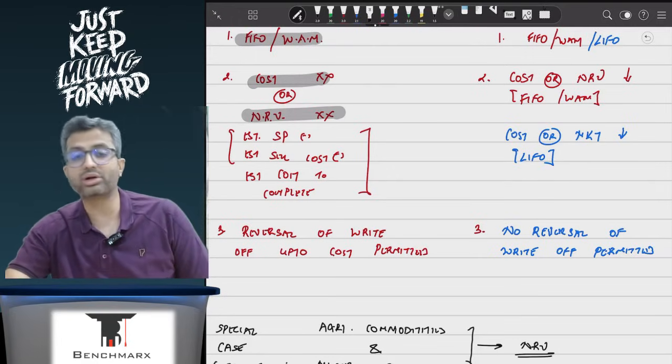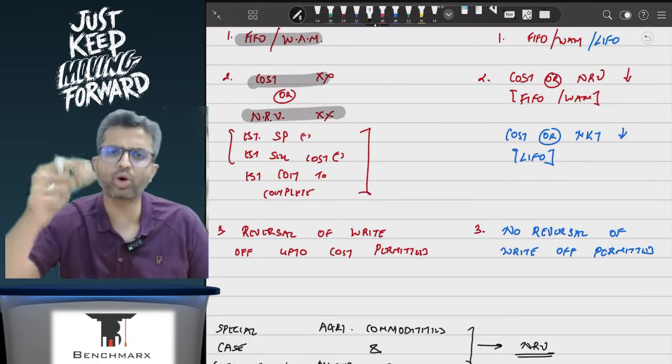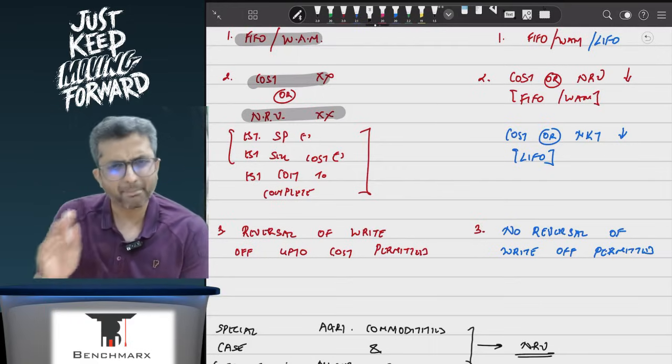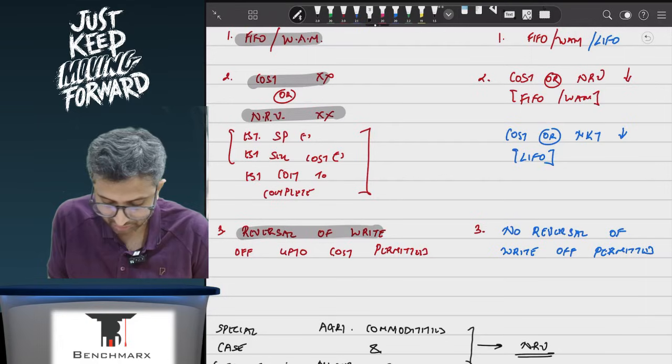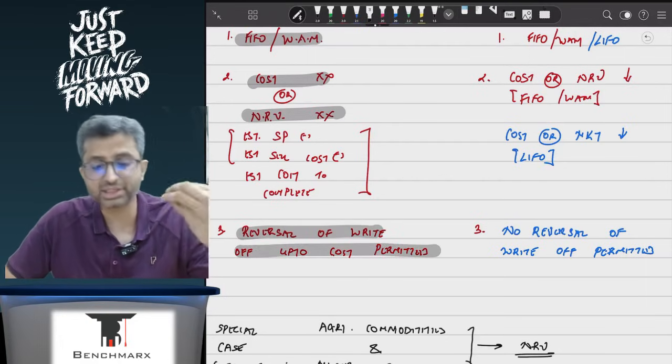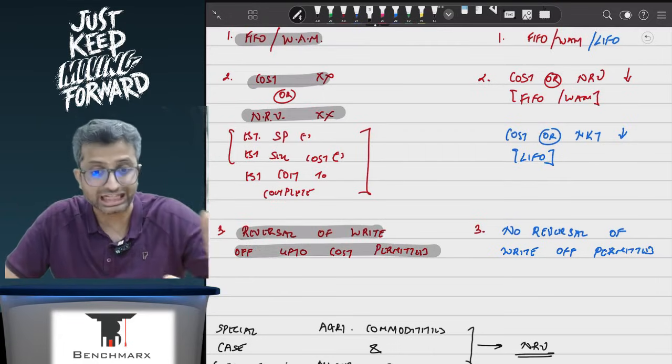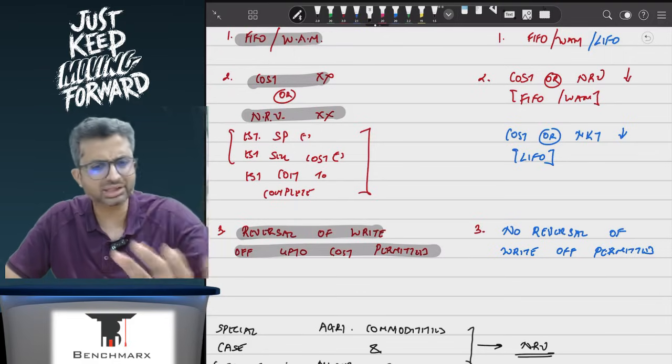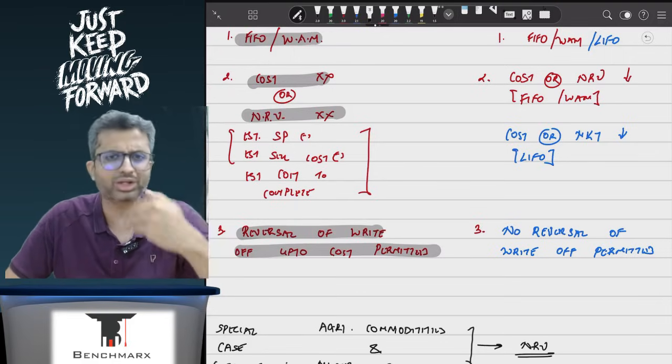But if it goes up to 105, you can't reverse up to 105. You can go up to 100. You can't take it above cost, but reversal is permitted, which is quite logical. Reversal of write-off up to cost is permitted. So these are the three things under IFRS, and if you have studied the Indian accounting standards, these are the same principles there, so there's nothing new.